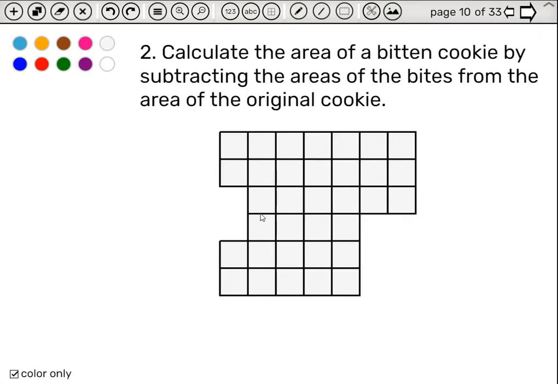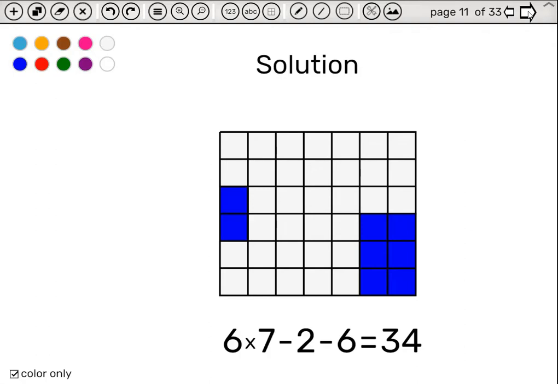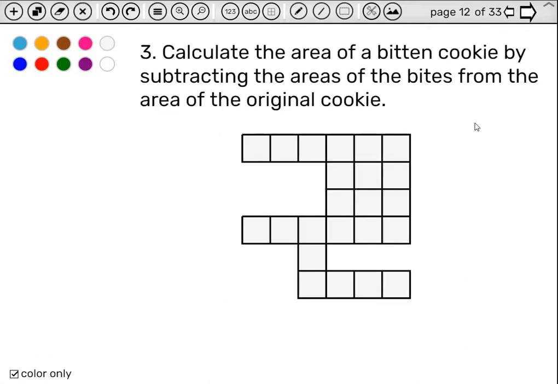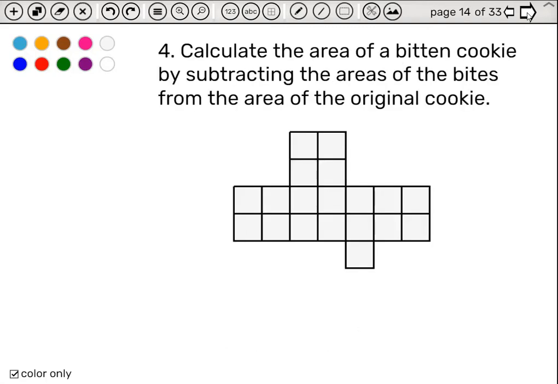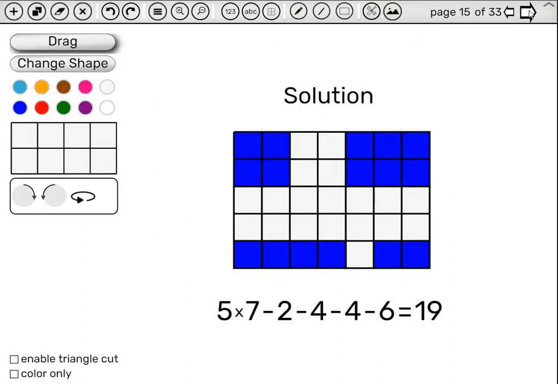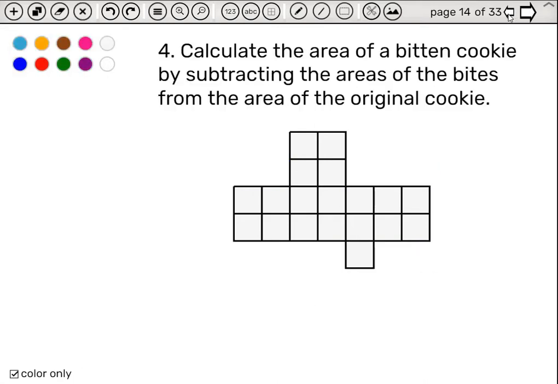And question number 2, we have 2 bites, and this is the solution. Question number 3, we have 3 bites, so this is the solution. And question number 4, we have 4 bites, and this is the solution. There is something to note, though, about the last question. Let's go back to it.